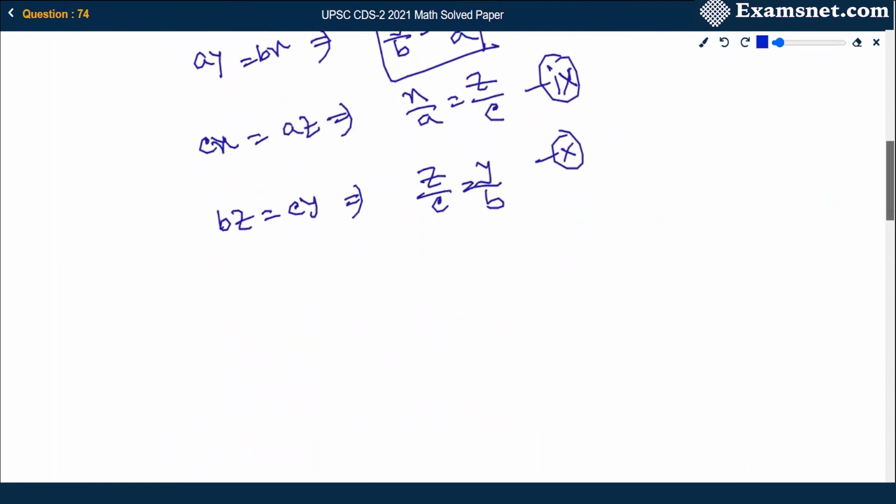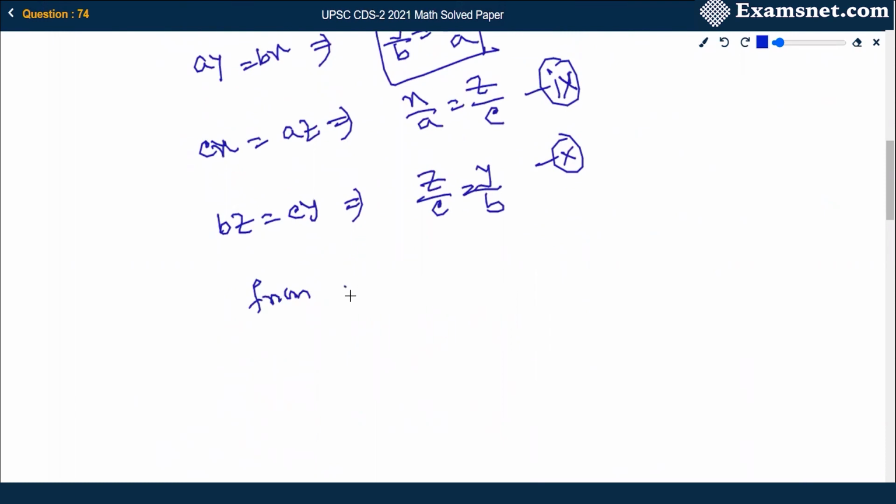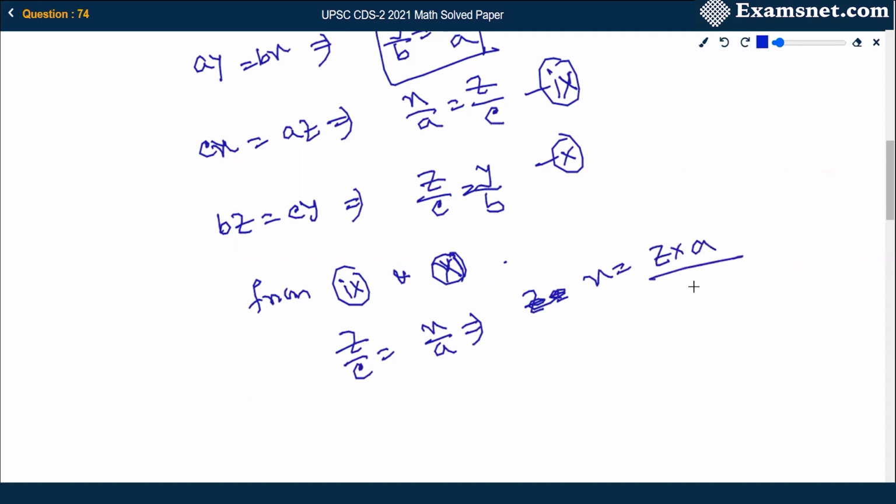This equation is true. Now from 9 and 10, we can write z by c equals x by a. That means x equals z multiplied by a by c. Also from 9 and 10, we can write that y equals z multiplied by b by c. So we got x and y values in terms of z, correct?